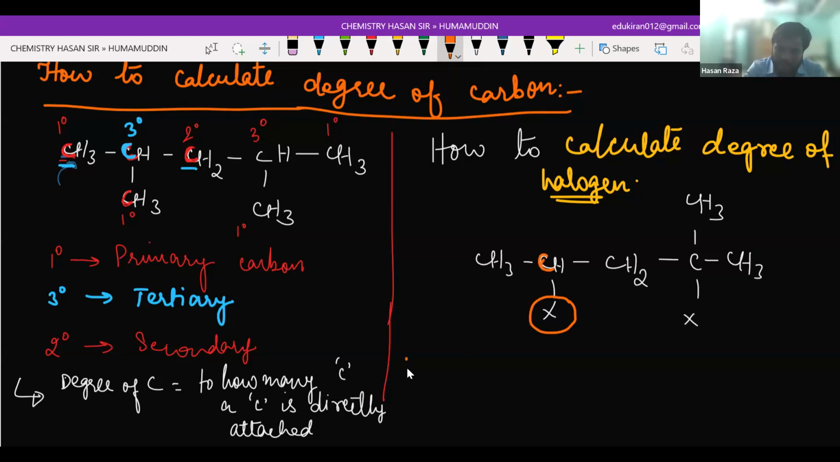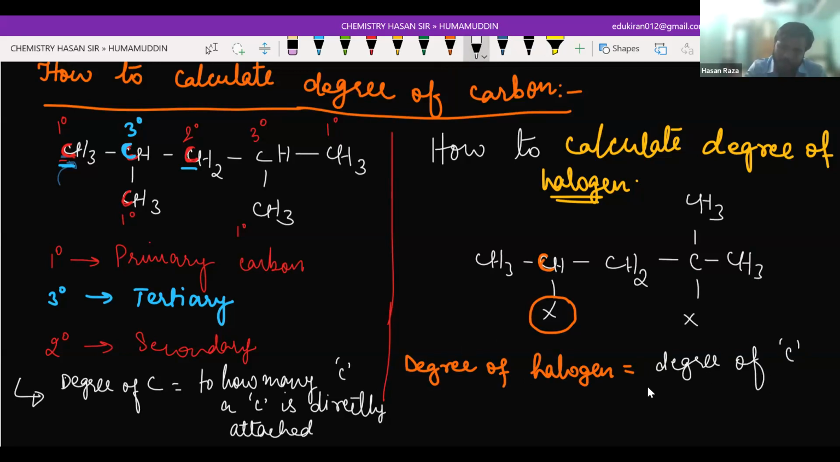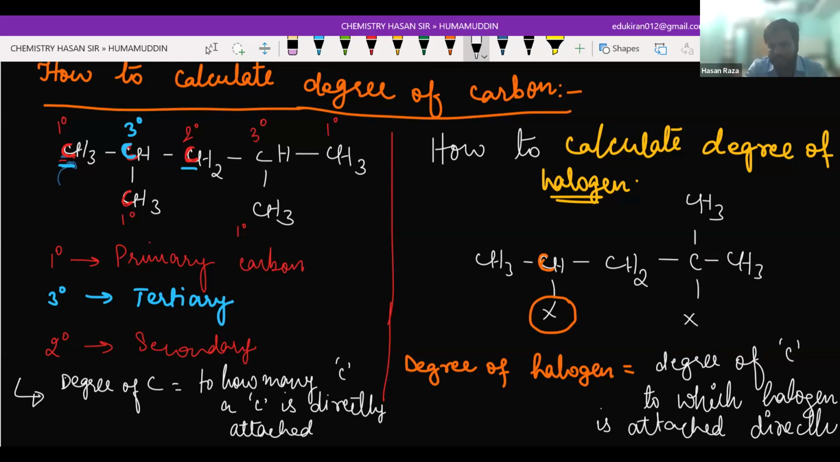Degree of halogen equals to degree of carbon to which halogen is attached directly. So these are some basic concepts that you have studied in class 11th.